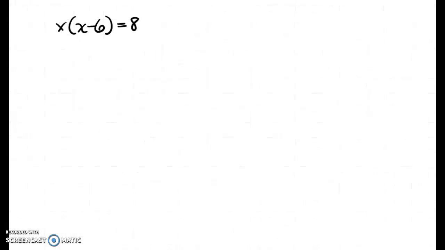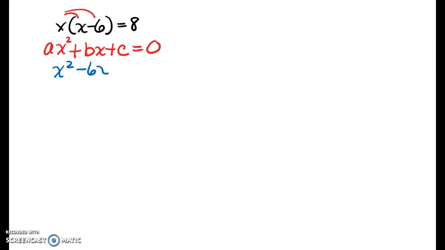All right. How about this example? Again, this is nowhere near my ax squared plus bx plus c equals 0. So I think what I need to do is distribute this x and see what that gets us. Well, I got x squared minus 6x, but now it equals 8. It doesn't equal 0, so I need to subtract that from both sides. And I get x squared minus 6x minus 8 equals 0. Now that looks a lot better.